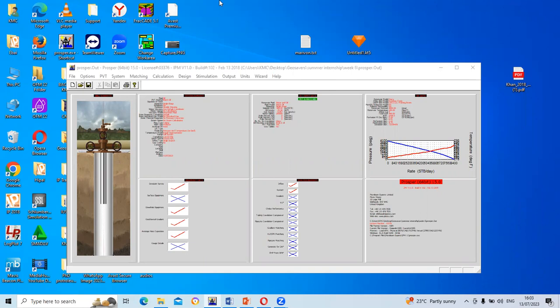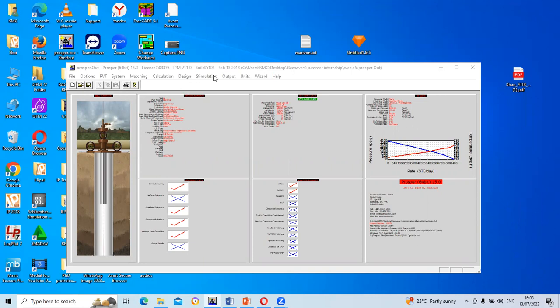So yesterday we looked at how we can carry out nodal analysis that involves complicated cases of mechanical skin, deviated skin, and the rest. And then we did some sensitivity analysis.